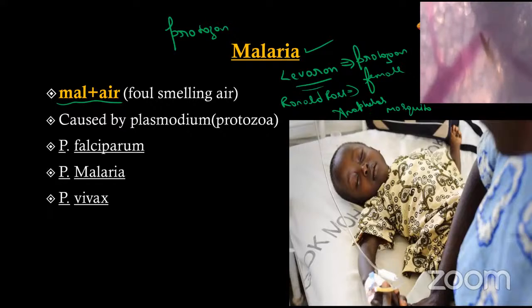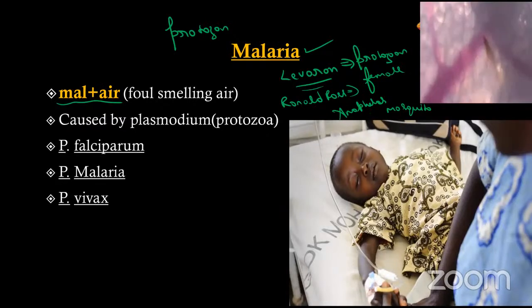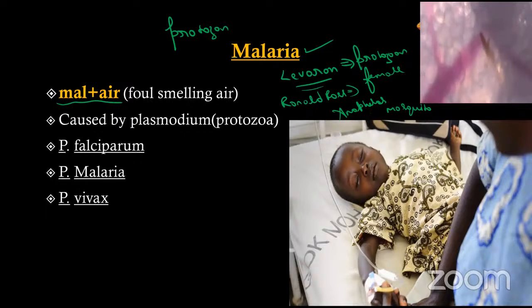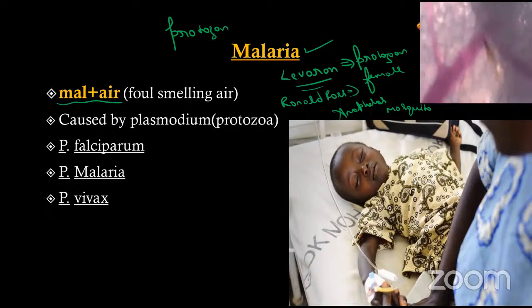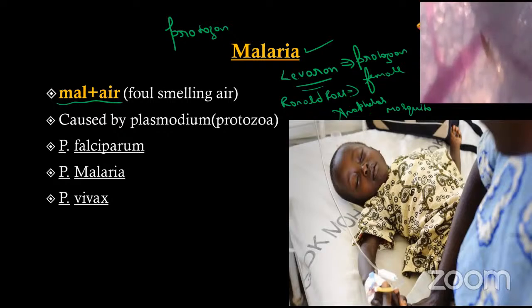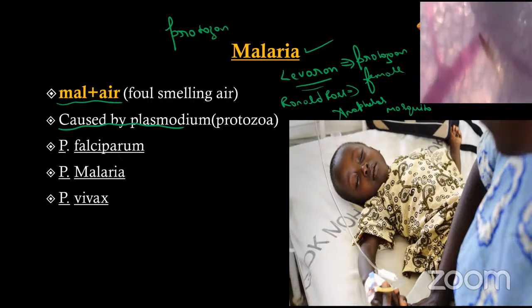Why only the female Anopheles mosquito? Why not other mosquitoes? Why not the male mosquito? We know that usually mosquitoes feed on plants, right? But here, during the reproductive stage, the female requires proteins, the albumin protein. At that time, it will feed on blood. That is the reason the female mosquito feeds on blood. It requires the albumin. And the disease is caused by Plasmodium.